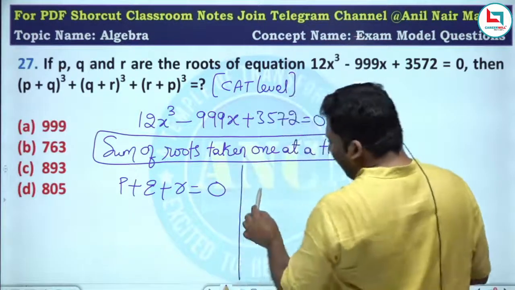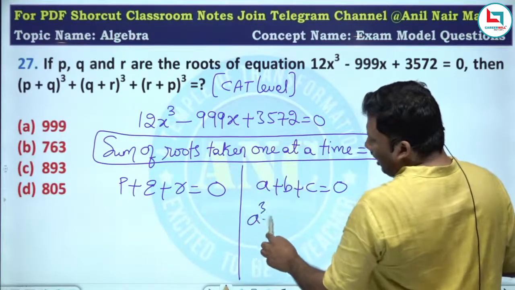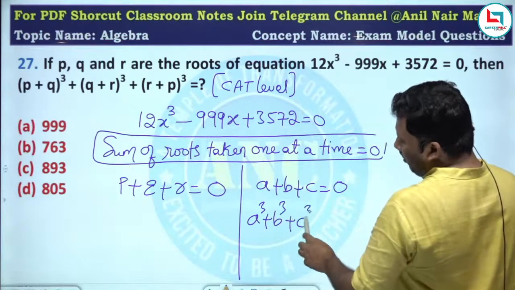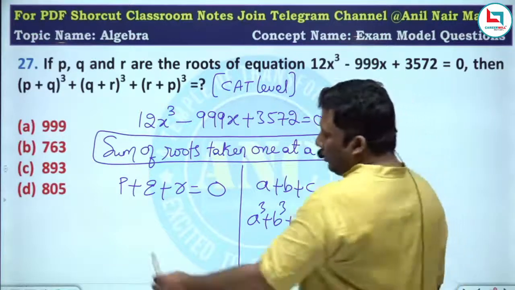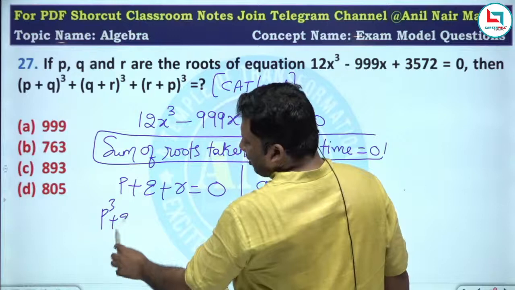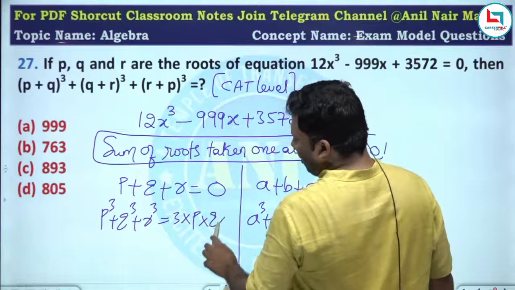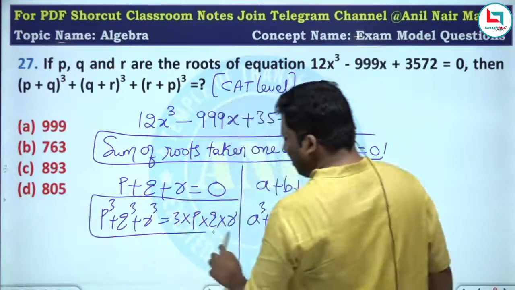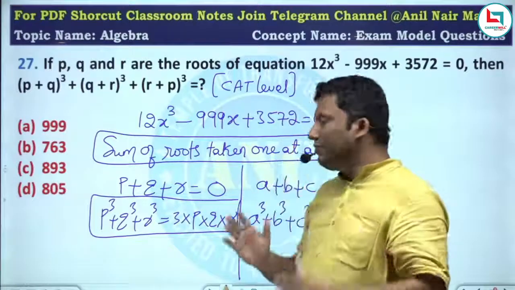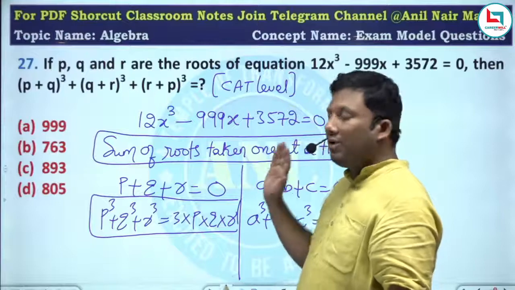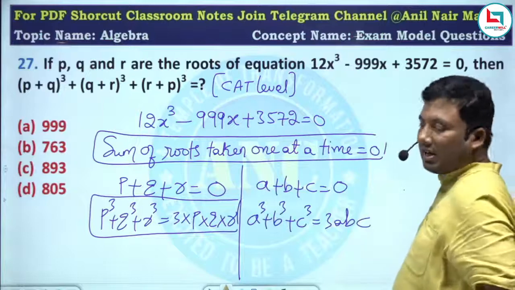There is a beautiful identity. If A plus B plus C is 0, that means A cube plus B cube plus C cube is equivalent to 3ABC. So P cube plus Q cube plus R cube is equivalent to 3 into P into Q into R. This identity is used in this 27th question. The coefficient of x square is missing, so the sum of the roots taken one at a time is 0.